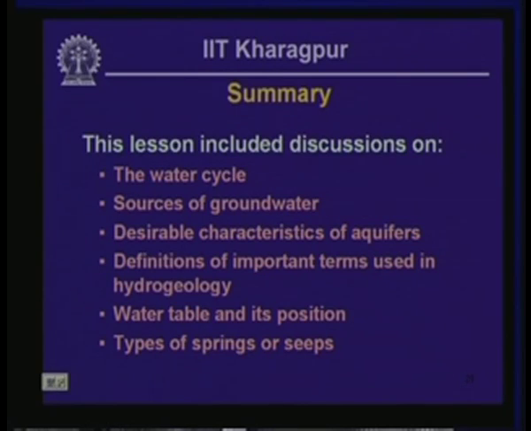Now we want to summarize this lesson. We considered some introductory concepts associated with groundwater hydrogeology. We looked at the water cycle, and at different sources of groundwater. We looked at a list that gives the desirable characteristics of aquifers, definitions of important terms used in hydrogeology, the water table and its position, seasonal fluctuation of the water table, and finally we looked at a list of the types of springs and seeps.